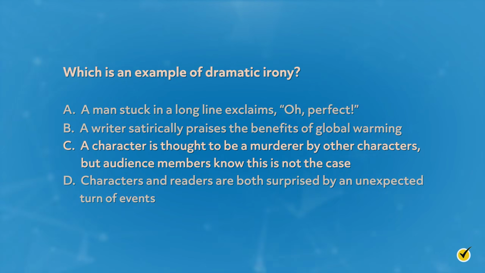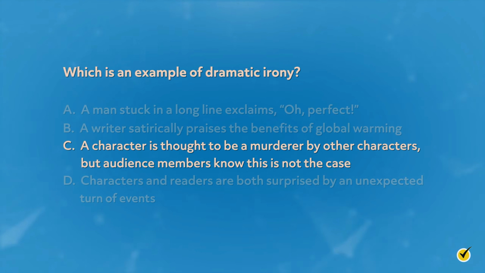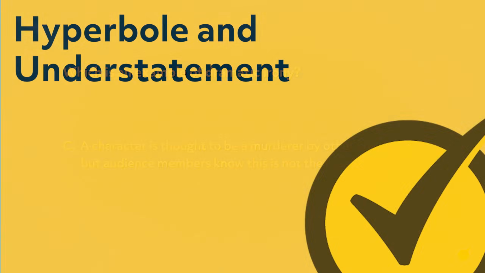The correct answer is C. Choice A is an example of sarcasm because of the annoyance of the speaker. Choice B is an example of verbal irony, and choice D is an example of situational irony.